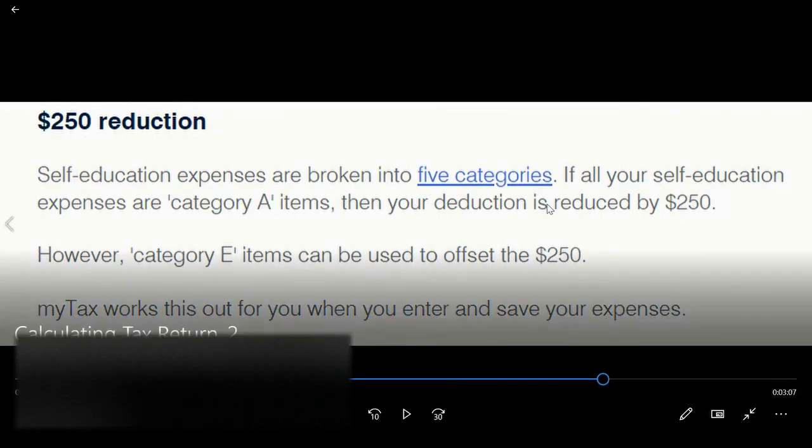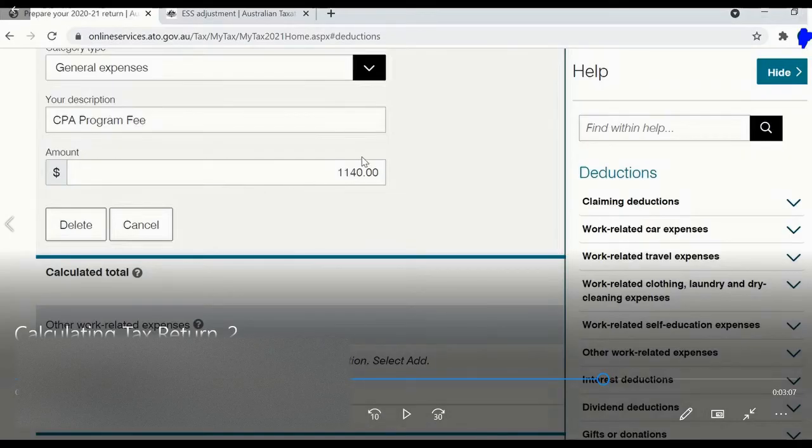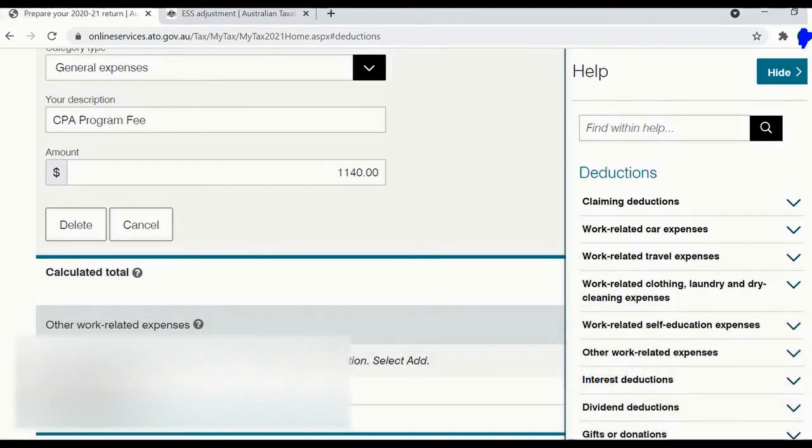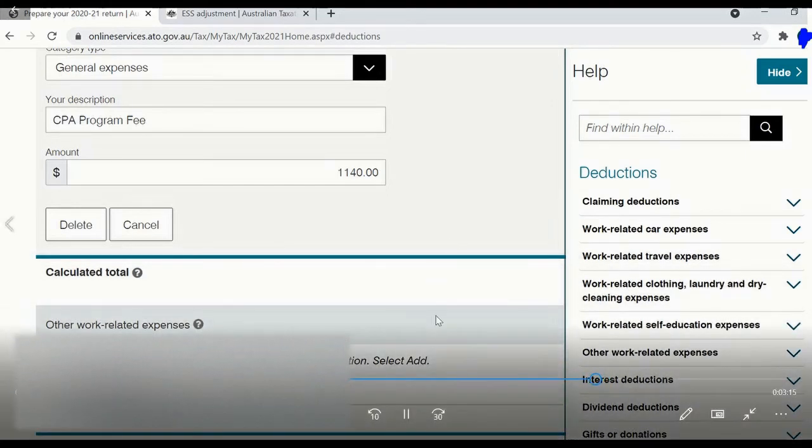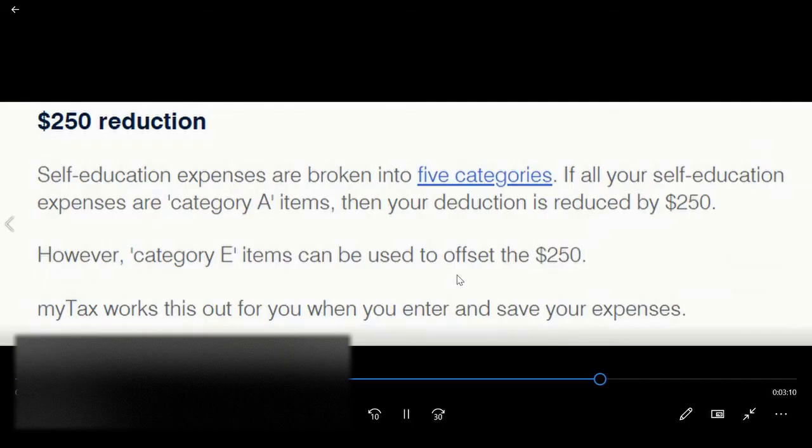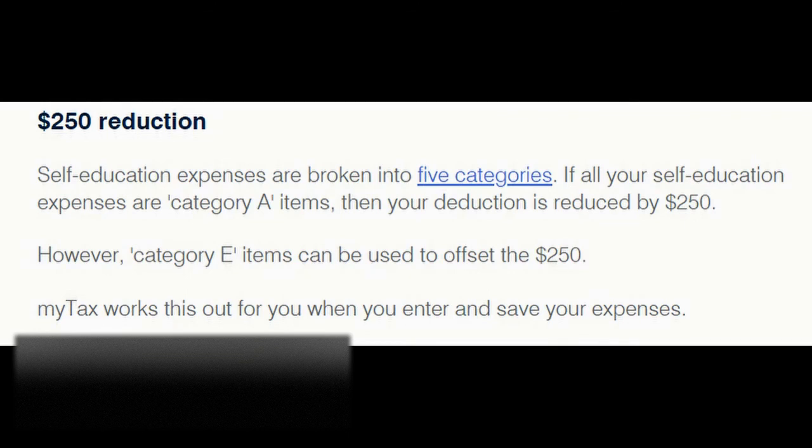I should probably explain that. I need my CPA for my accounting job, professional development. It's an allowable deduction, but I can only get $890 back, and the reason I can only get $890 back is because the first $250, you can't really claim the first $250.